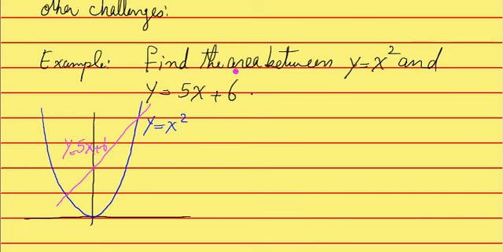Well, we are told to find the area between these. Let me draw another picture, perhaps at a smaller scale. Here is a parabola and here is a line. What do you mean by the area between these two? Well, we have some area here if you wish. We have another area here. We have still another area here.